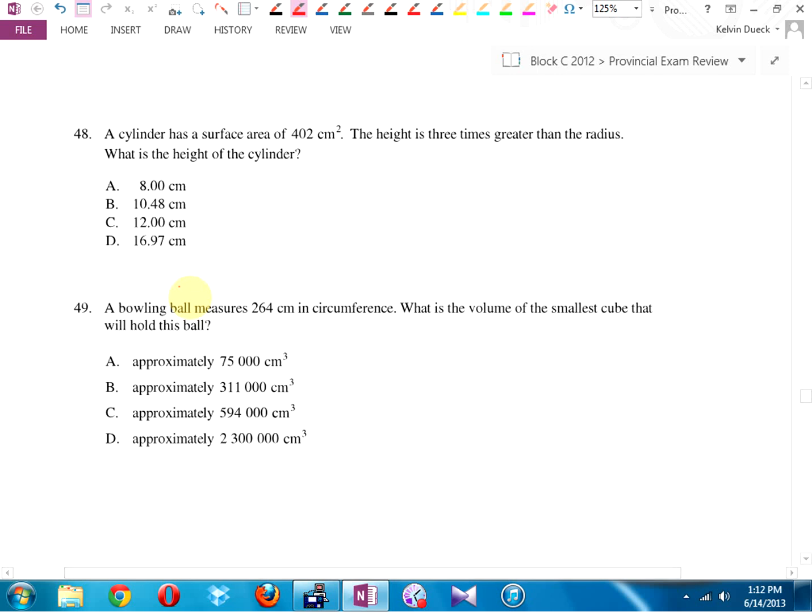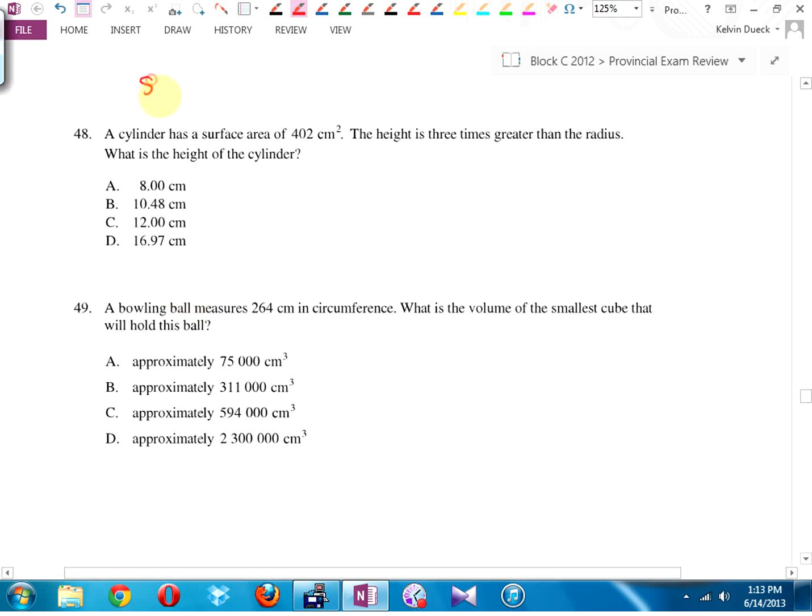We'll finish off with, I think, number 48. A cylinder has a surface area of 402. The height is 3 times greater than the radius. What's the height of the cylinder? What shape are we talking about here? Cylinder. Find it. What measurement are we talking about here? Volume or surface area? What's the equation?